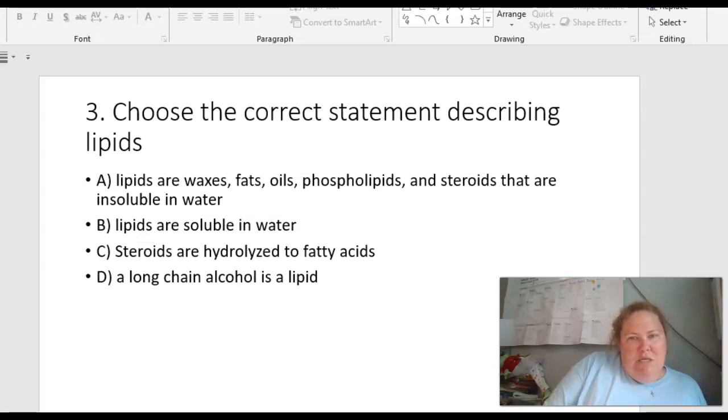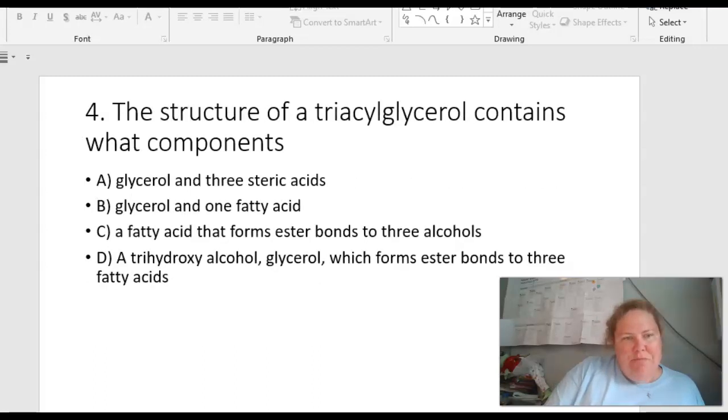Choose the correct statement describing lipids. And you can always pause me and then come back when I'm answering. That's why I'm kind of pausing awkwardly. So I give you a second to think, but you can also hit the space bar to pause me. Okay, so choose the correct statement for describing lipids. Lipids are waxes, fats, oils, phospholipids, and steroids that are insoluble in water. Lipids is like a fancy word for fats. So just think of how fats would interact with water.